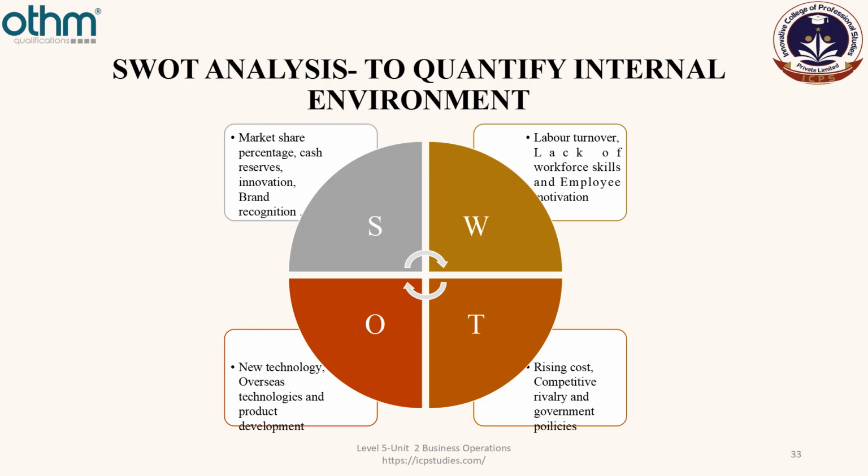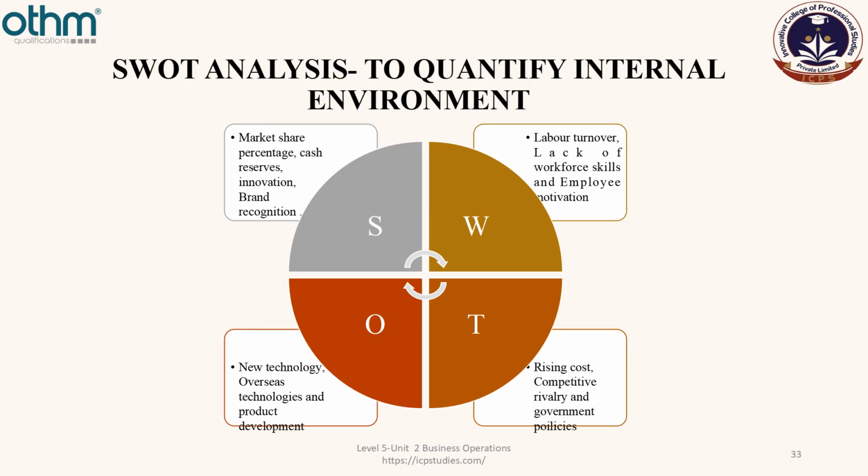Then we have W. W in the SWOT analysis means weaknesses. It includes the labor turnover in the company, the lack of workforce skill, or the lack of employee motivation in the company. So these things can be the weaknesses of the company, and those things can be the strengths of the company. Then we have the opportunities. O stands for opportunities. Opportunities include new technology in the company, or overseas technology, or any new product development opportunity for the company.